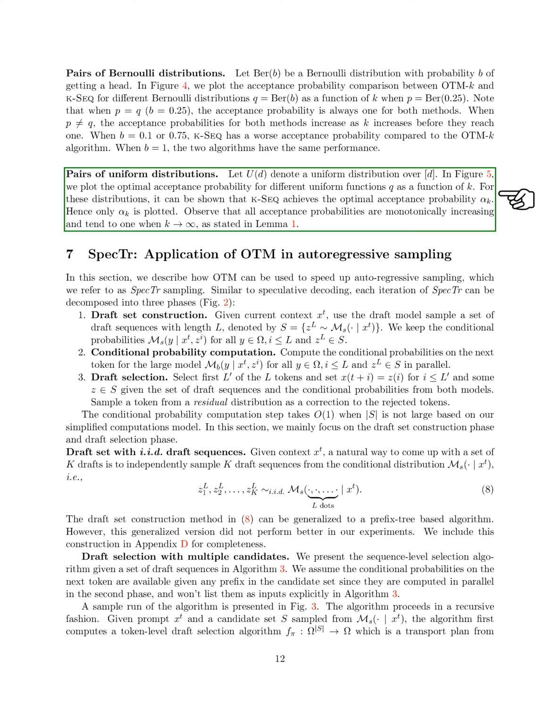Section: Pairs of uniform distributions. Let's talk about pairs of uniform distributions. Imagine a uniform distribution over a range, which we'll call U(D). We've plotted the optimal acceptance probability for different uniform functions Q, based on a variable K. For these distributions, it's been shown that K-seq achieves the optimal acceptance probability, which we'll call alpha_K. We've only plotted alpha_K, because it's the only one that matters in this context. What's interesting is that all acceptance probabilities increase in a consistent manner and approach 1 as K approaches infinity.